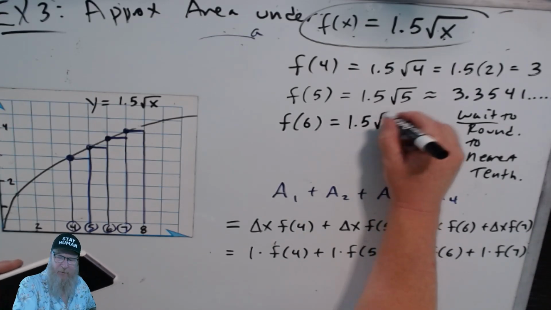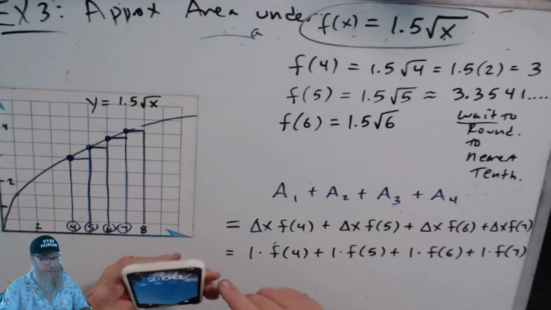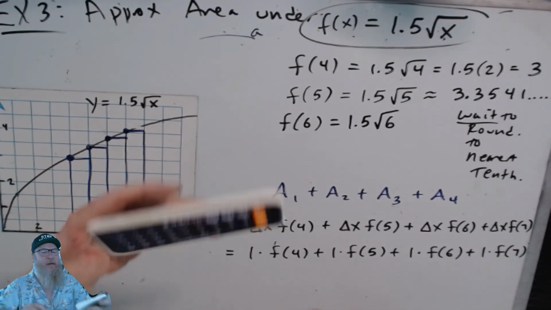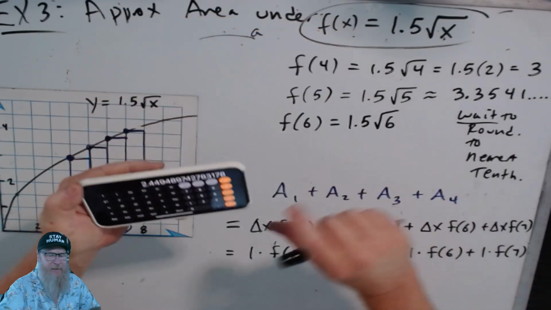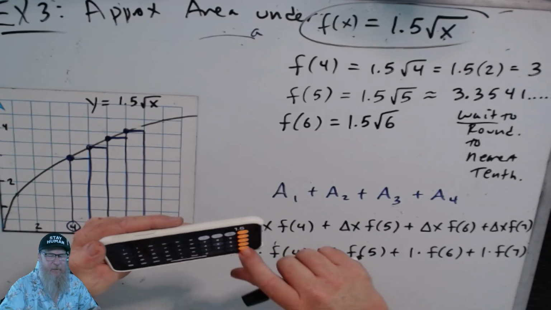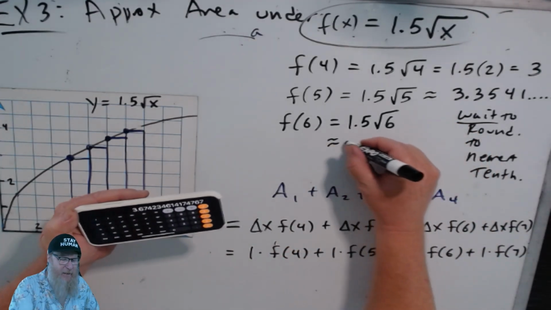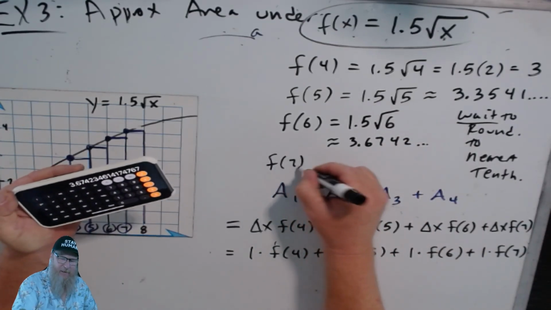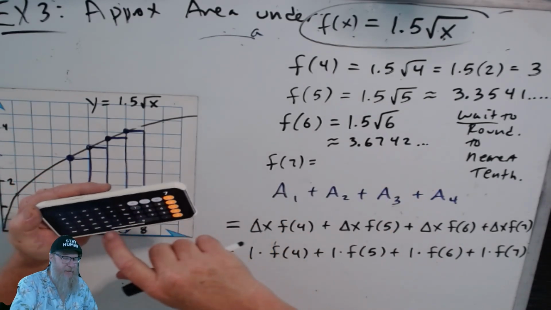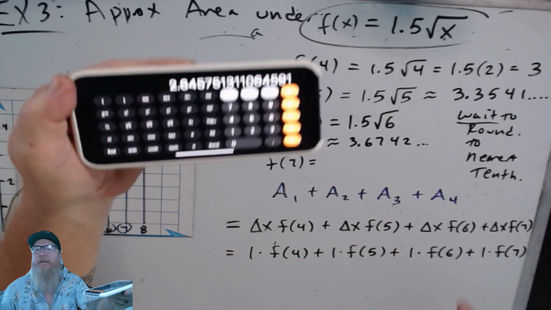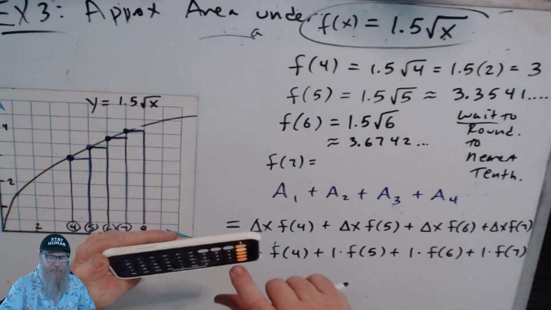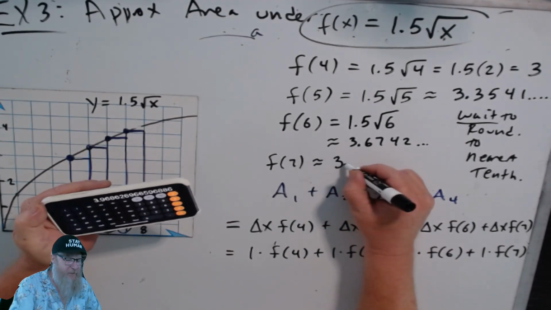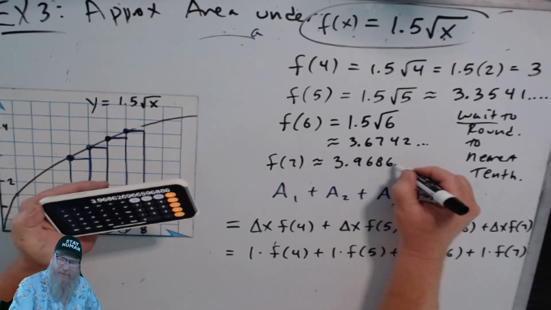So f of 6, 1.5 times the square root of 6. Square root of 6 is about 2.449, and then times 1.5. So that's about 3.6742. And then finally, f of 7. Square root of 7 is about 2.64 times 1.5. And I'm just going to jump right to it for this one, 3.9686.